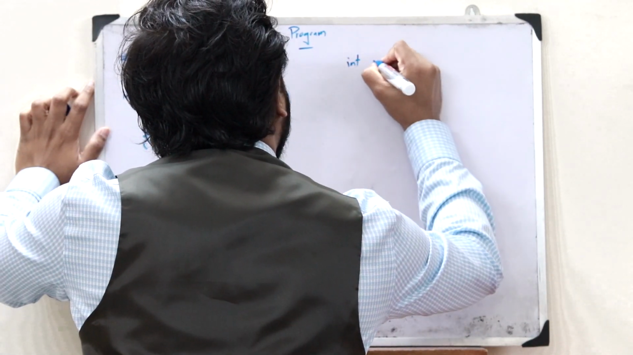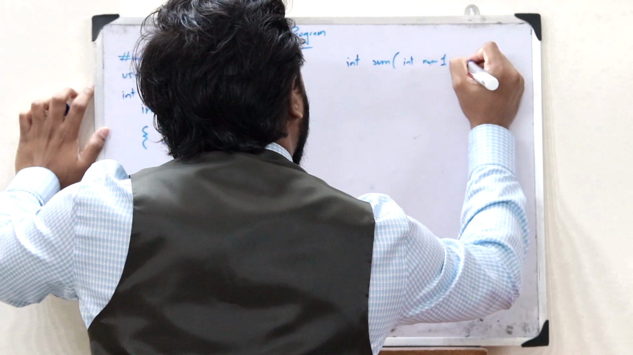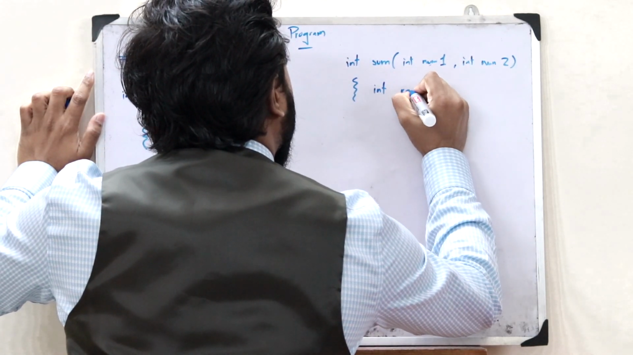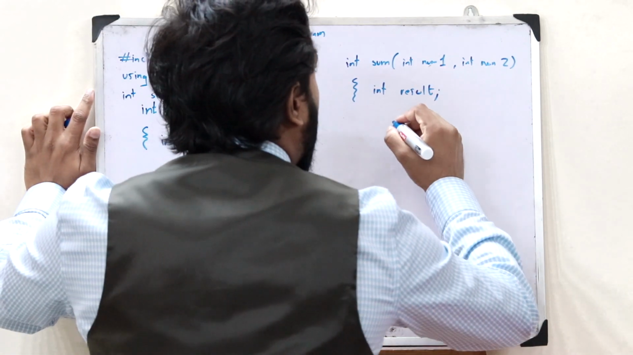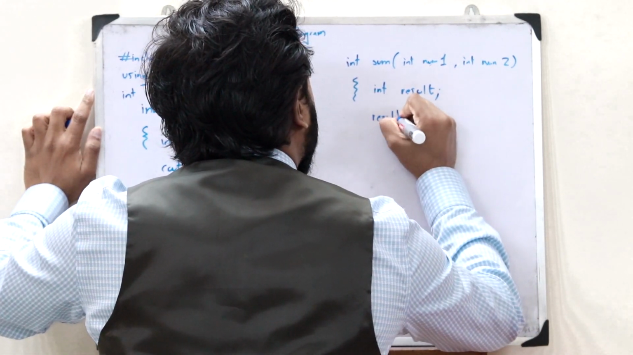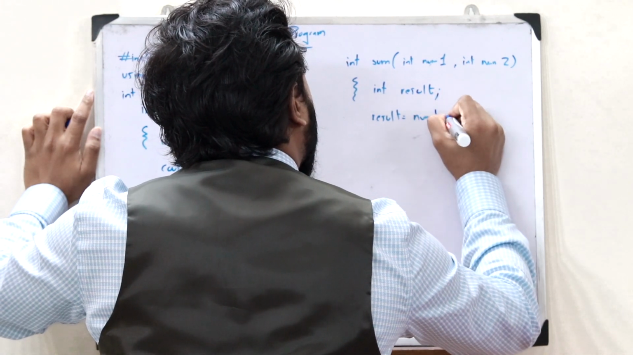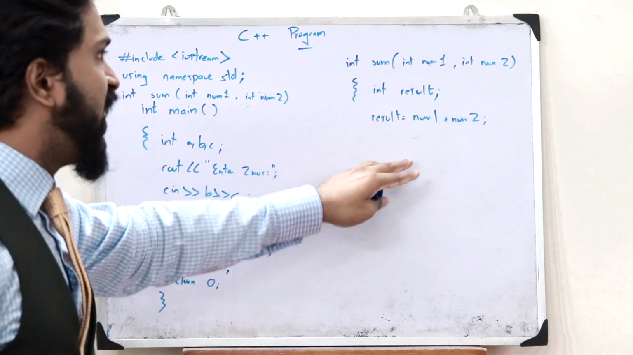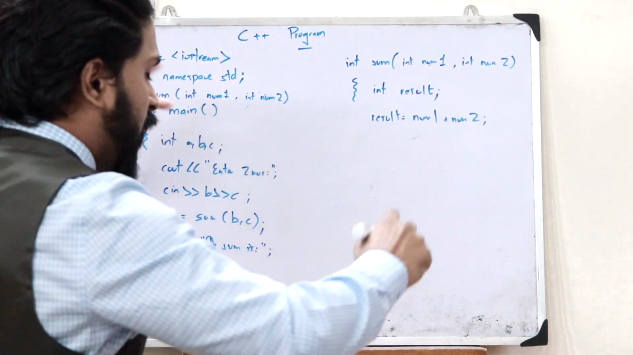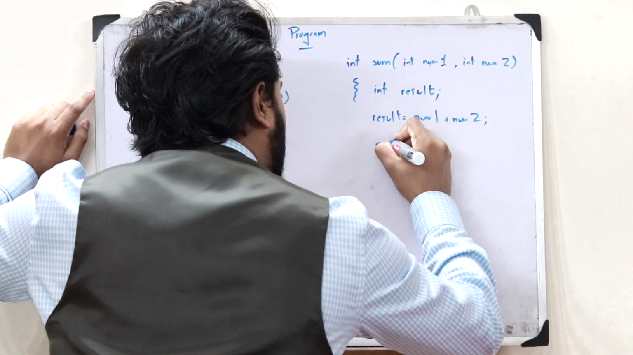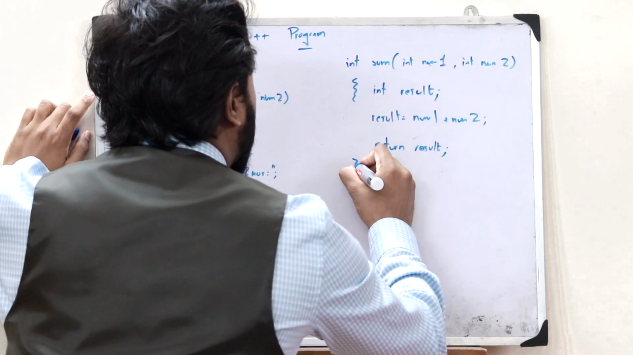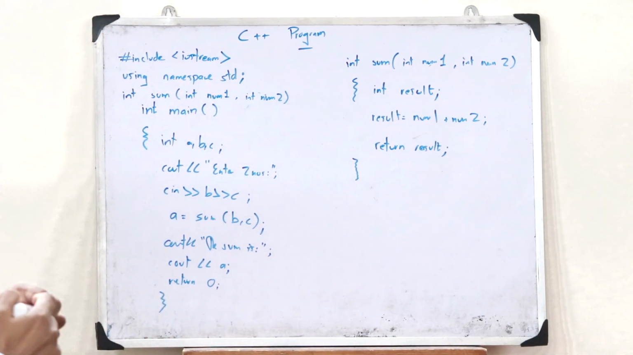So int sum, int num1 comma int num2. So what we do is that inside this, let us create a variable int result, and now simply all we have to do is that result is equal to num1 plus num2. So the value of this particular integer result stores the sum of num1 and num2. Now all we have to do is return that particular value of result. So return result. And now we can close this.